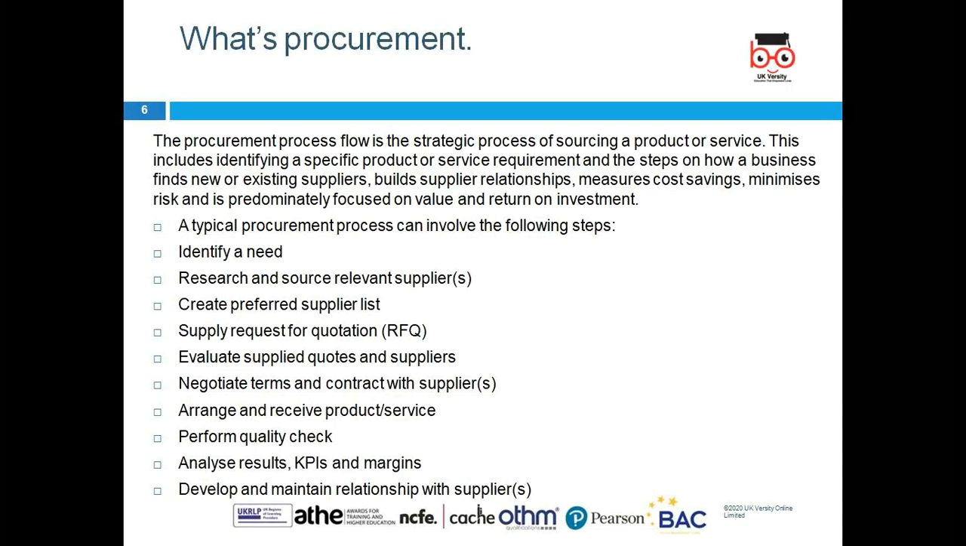So this is a procurement process flow, a strategic process, sourcing a product or service. This includes identifying the specific product and service requirement, and the steps on how the business finds new and existing suppliers. So how can we find the supplier? Just a Google search? No, I don't think so. I think we need to have a complete thorough search, talk to different vendors, get their rates, test their products. Okay, yes, that's absolutely fine.